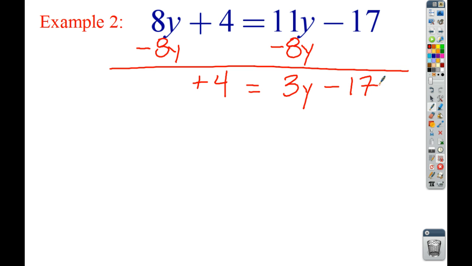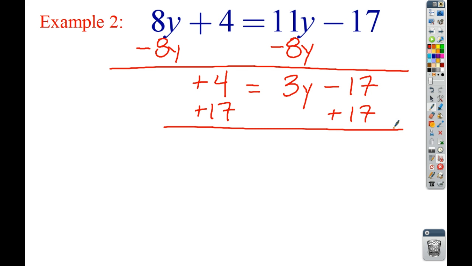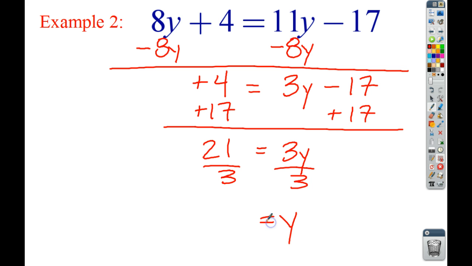Okay, now I'm back to one of my two-step equations. So I'm going to add 17 to both sides here, and I'm going to combine these steps, and I get 3y. This is a negative 17 and a positive 17 together. That makes 0, so I'm left with 3y. And on this side, 17 and 4 makes 21. Divide both sides by 3, and I'm left with y is equal to 7.